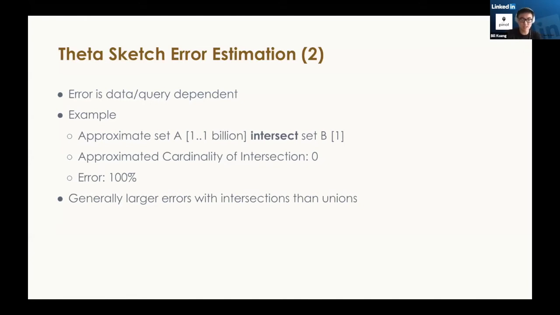And if the intersection that you're approximating is orders of magnitude smaller than the cardinality of the 2 sets that you're intersecting, you tend to get larger errors. But unions, on the other hand, are less of a problem.